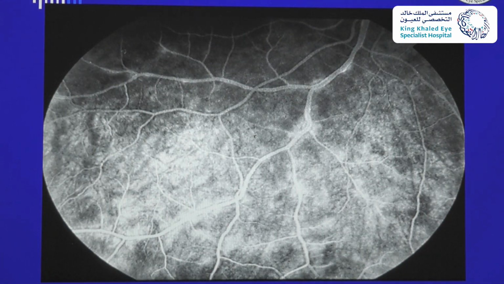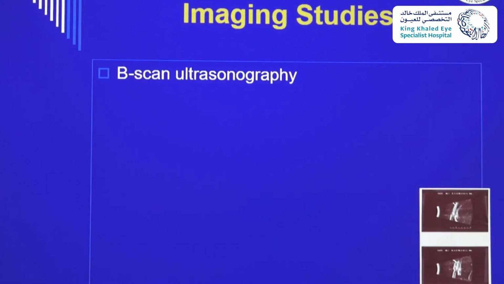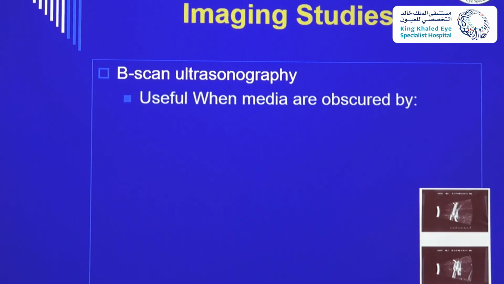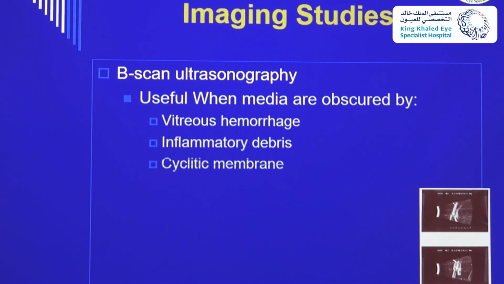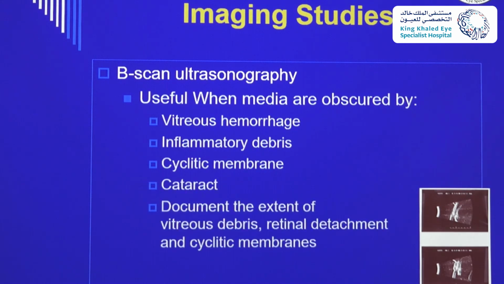Another patient with the same issues. B-scan. Sometimes the intermediate uveitis could be severe enough, or the patient developed cataract, or has a small pupil with posterior synechiae and cataract. You cannot see clearly what the activities are there in the posterior segment. So ultrasound could help in such patients. It is useful when media are obscured, either by vitreous hemorrhage, inflammatory debris, cyclitic membranes, or in cases of cataract. So that could help as well to document the extent of vitreous debris, retinal detachment, and any cyclitic membrane.